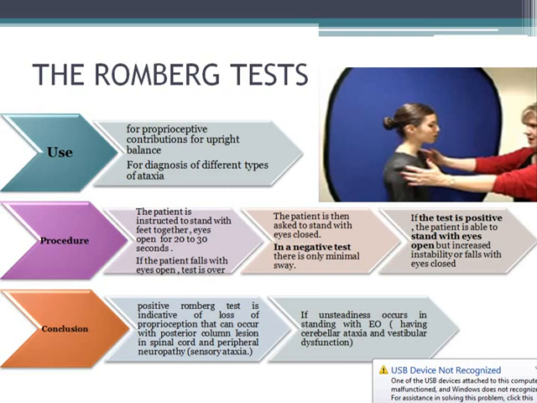In sensory ataxia, what happens? The patient is able to maintain his balance with the eyes open, but cannot maintain his balance with eyes closed. So we can say the patient may have sensory ataxia.